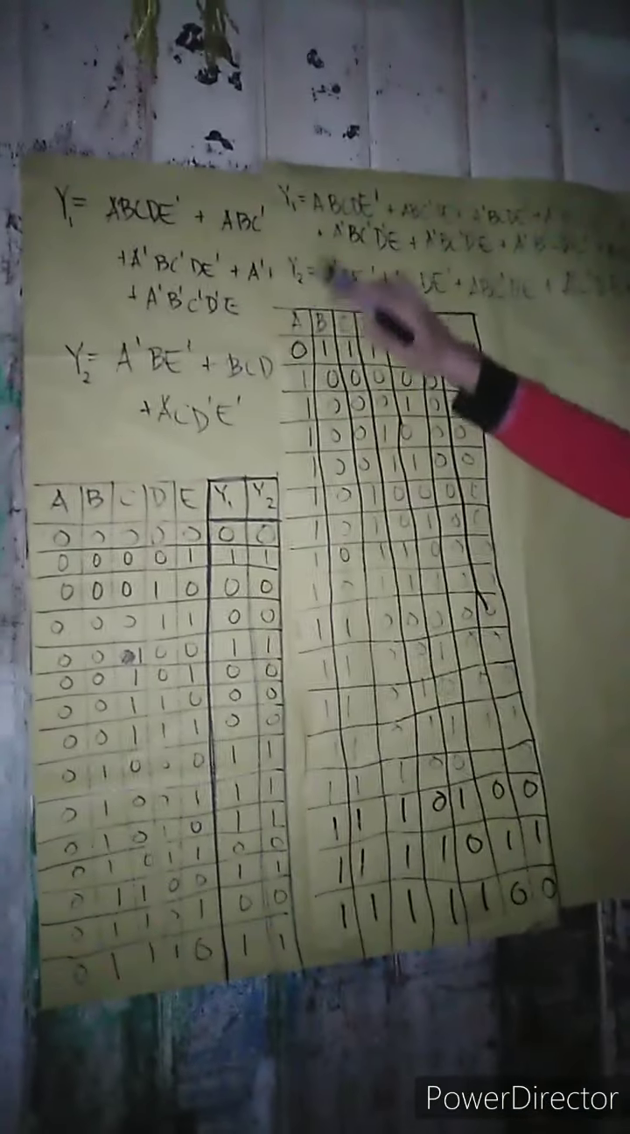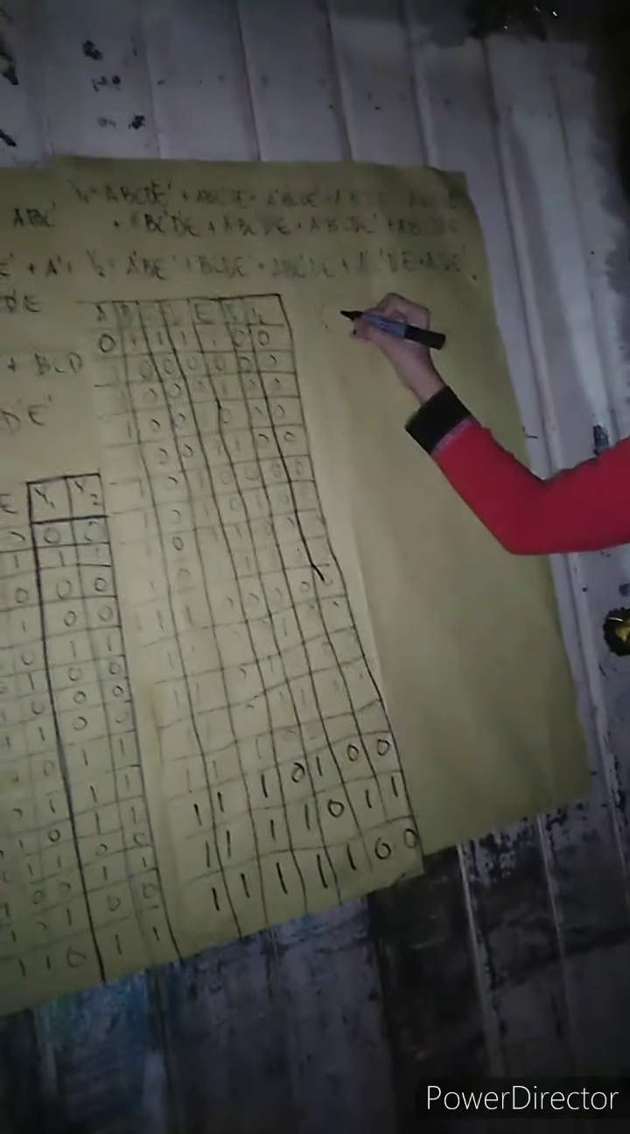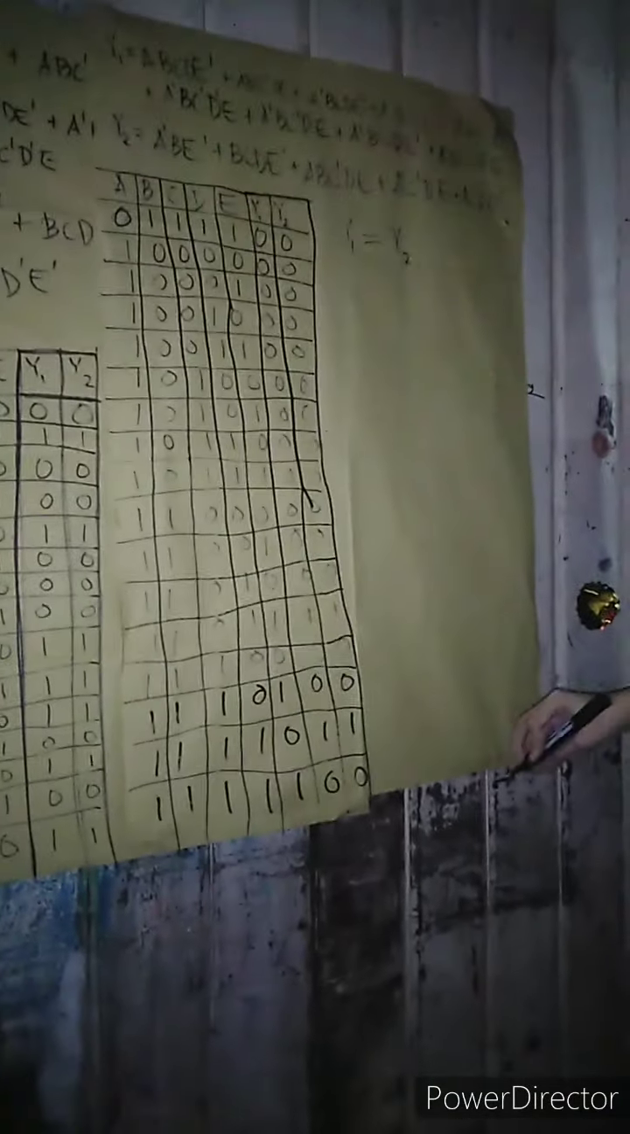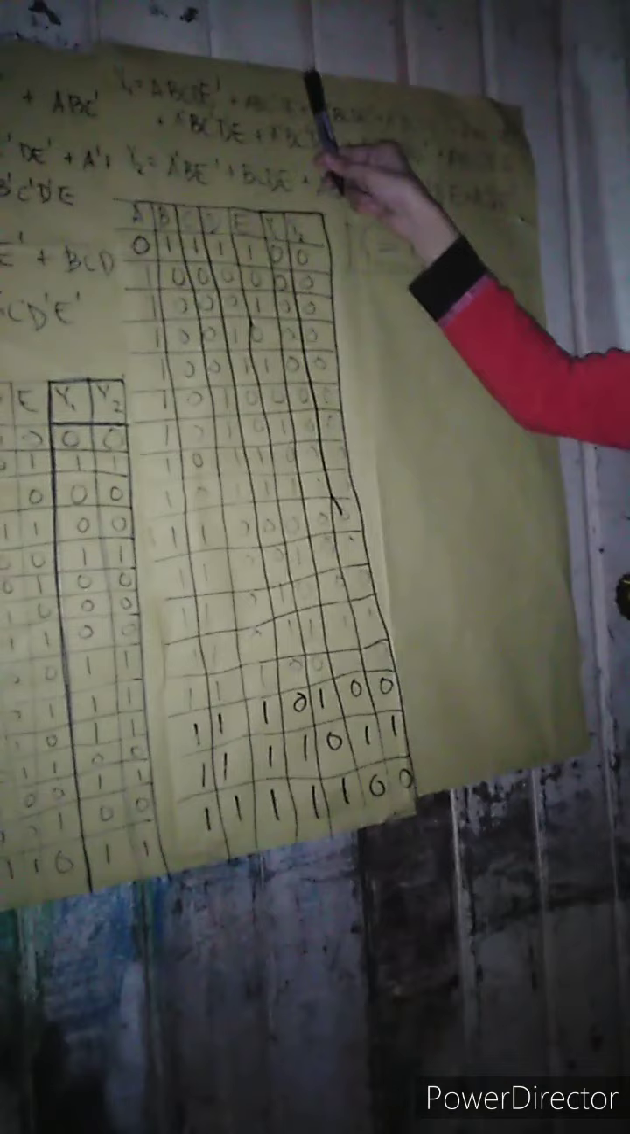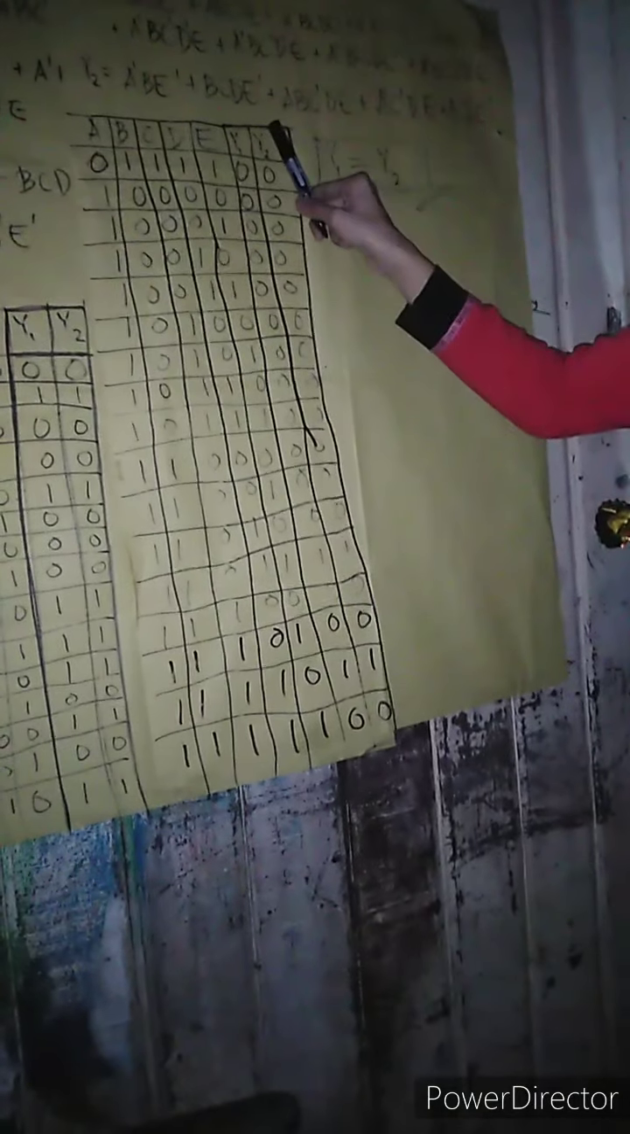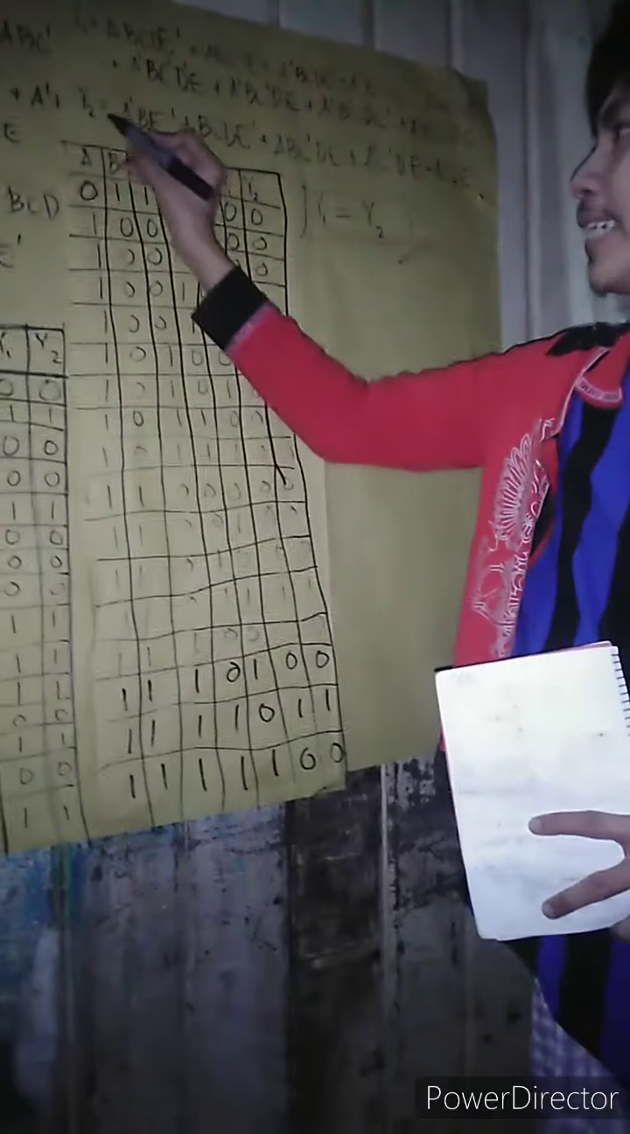Now, doing this for the 31 other cases, we will have the full truth table of these two functions. And as we see, in all the 32 cases, Y1 is similar to Y2. With this conclusion, we therefore say that the simplified version of this one is this one, and what we have obtained earlier is correct.